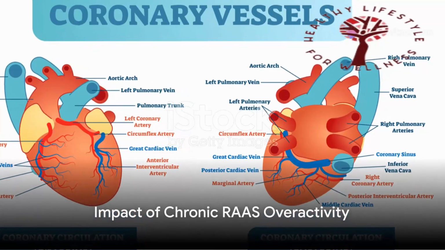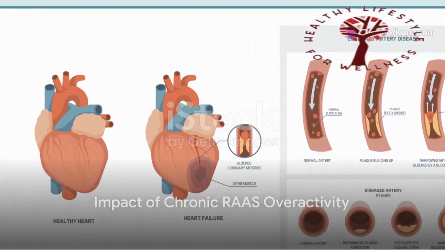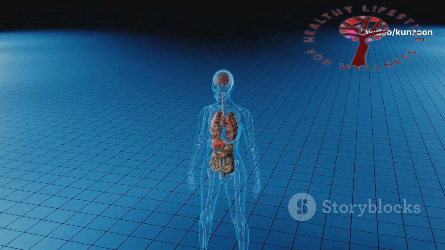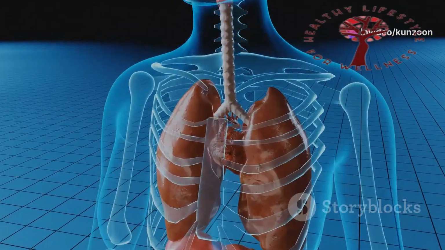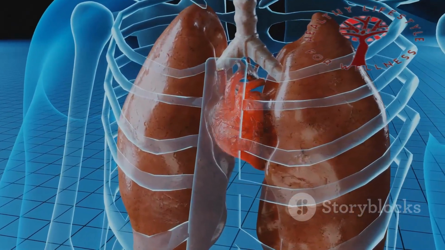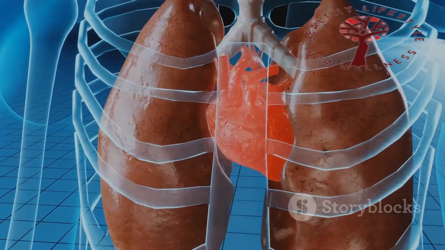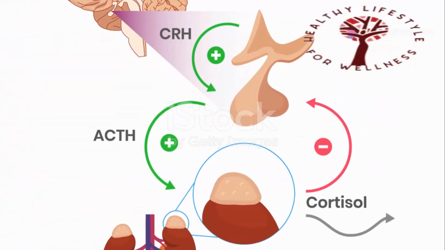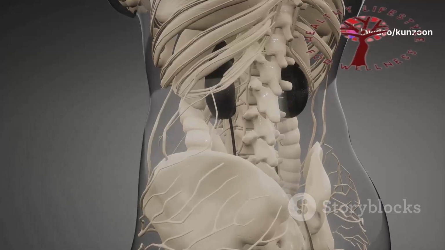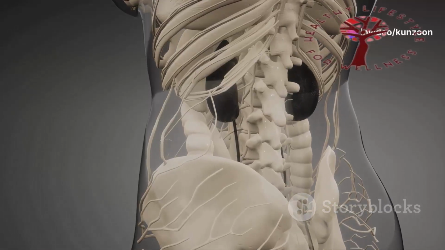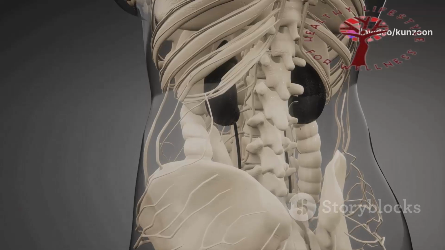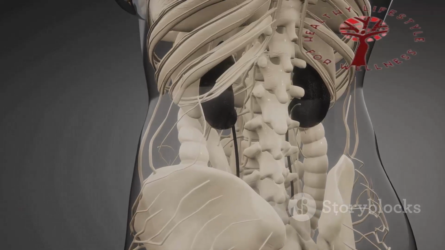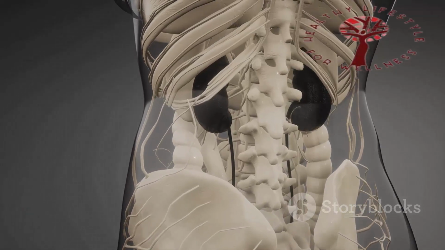Chronic RAS overactivity can contribute to cardiovascular conditions such as heart failure, coronary artery disease, and stroke. Symptoms may include chest pain, shortness of breath, palpitations, and fatigue. RAS dysregulation can affect other hormonal systems in the body, leading to endocrine disorders such as hyperaldosteronism or primary aldosteronism. Symptoms may include muscle weakness, fatigue, headaches, and high blood pressure.